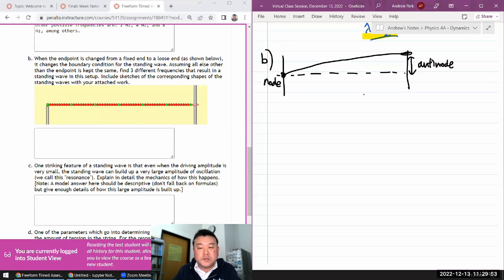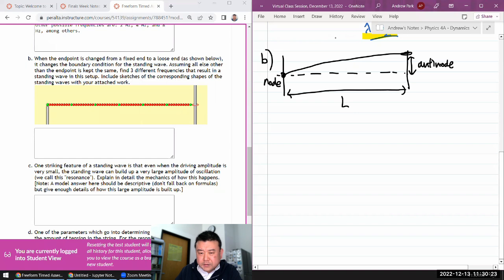Basically, whenever this portion of string moves up and down, it doesn't have to drag along something else that's to the right of it. That makes the boundary condition an antinode. So this is actually the first picture. This is the one that shows the longest wavelength. This distance of L fits only a quarter of the wavelength, so it's the longest wavelength. And I can draw a few more.